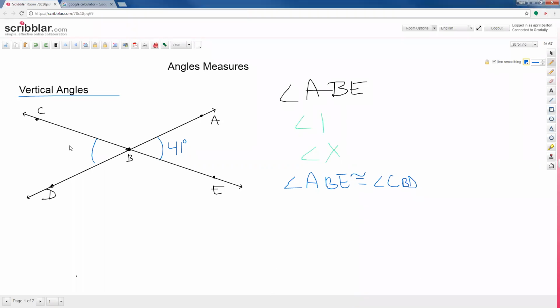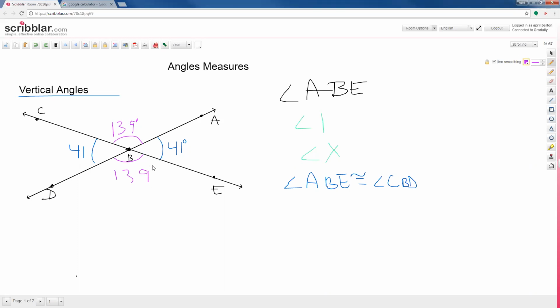41. Good. They're the same. Those two measures are always the same. The same thing goes for the top and the bottom. This angle is congruent to this angle. So if I said the top was 139 degrees, how many degrees would the bottom angle be? Which we could call DBE if we needed to. Says, 139. Good. It's the same.